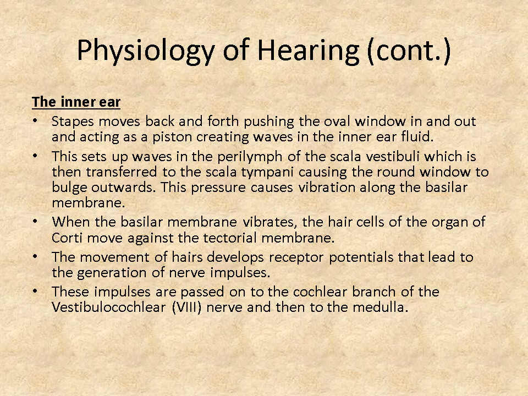When the basilar membrane vibrates, as we have said earlier, the organ of Corti is located on top of the basilar membrane. The hair cells will move against the tectorial membrane. This movement of hair cells will develop a receptor potential that will lead to the generation of nerve impulses. These impulses are then passed to the cochlear branch of the 8th cranial nerve and then to the medulla.